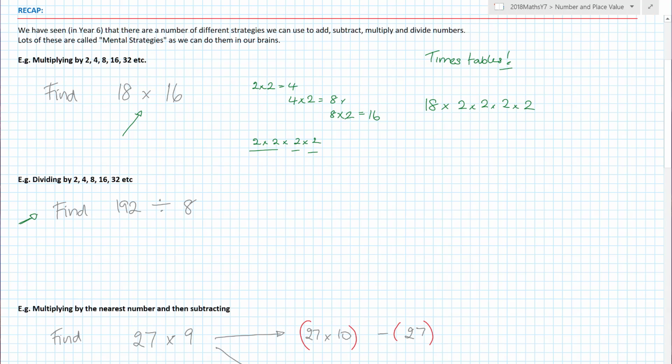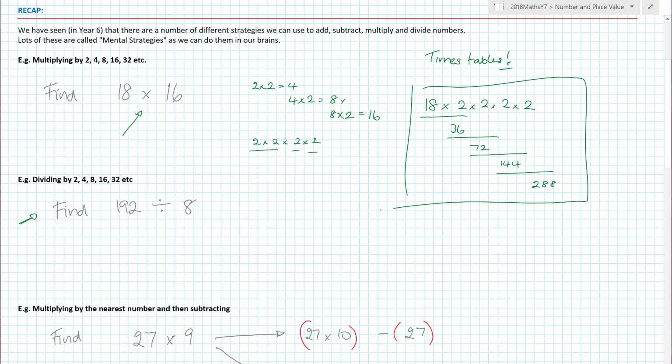And as you can see, dividing here actually comes up. So if we think of 16 as 2 times 2 times 2 times 2, then I can now do 18 times 2, which is 36, times that by 2, which is 72, times that by 2, which is 144, and then times that by 2, which gives me 288. Now, I've done all of that in my head. Even if I didn't have it in my head, what do you notice I've actually used my paper for? Working out.